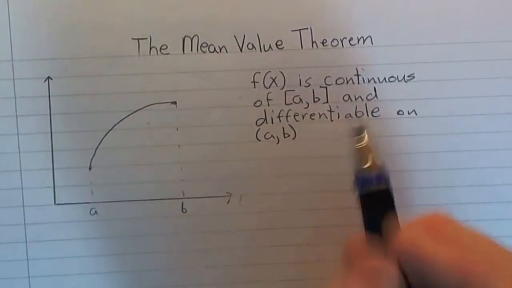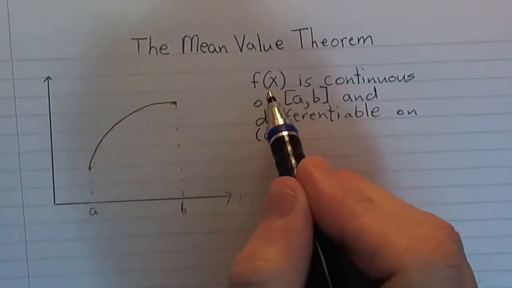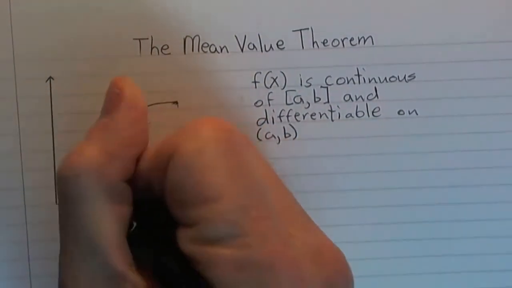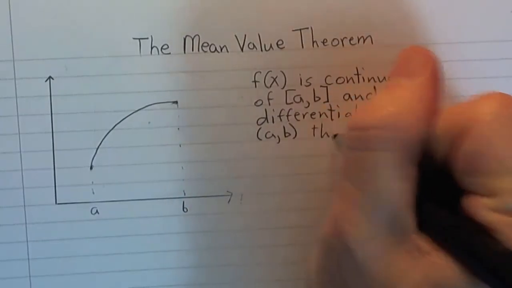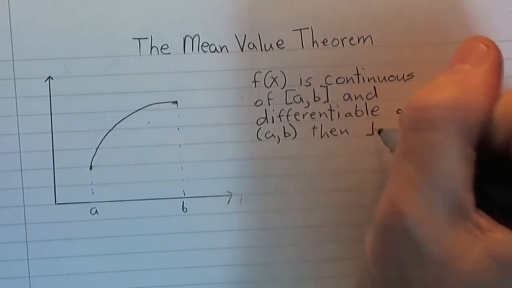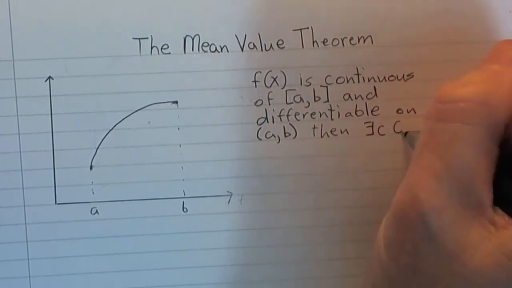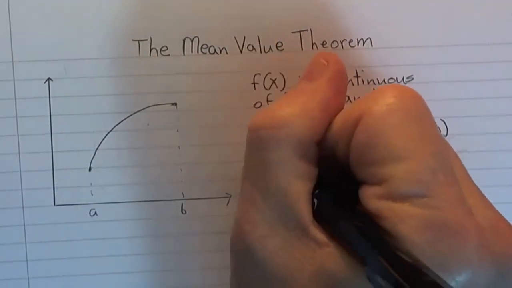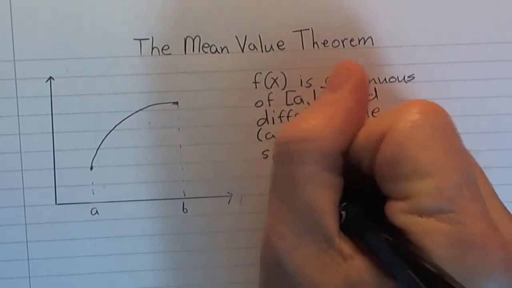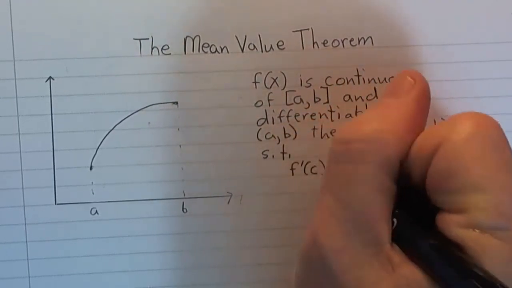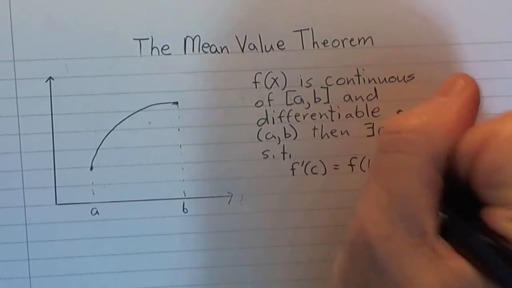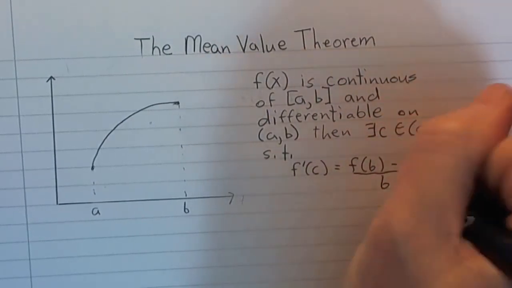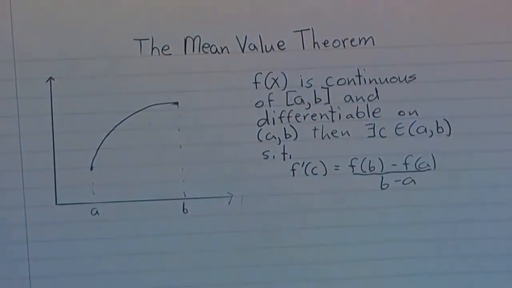If you have this situation, the function is continuous on the closed interval, differentiable on the open interval, then here's what you're guaranteed. There exists a c on this open interval. Somewhere in here there's a c such that f prime of c is equal to f of b minus f of a all over b minus a. Okay, so what does that mean? What does all that mean?